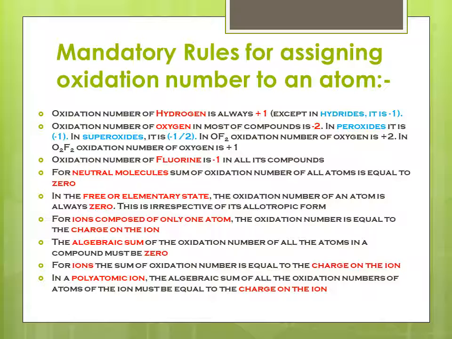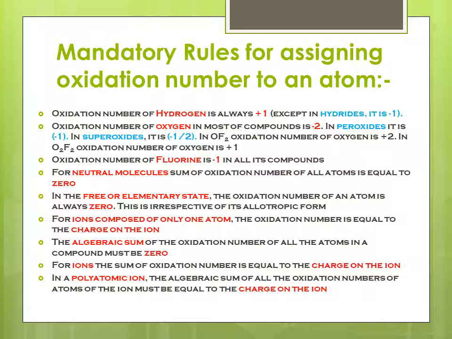The oxidation number of hydrogen is always +1, but in the case of hydrides it is -1. In the case of oxygen, the oxidation number is always -2, but in the case of peroxide it is -1, and in the case of superoxide it is -1/2. As you go through the points, in oxygen difluoride it is +2, and in dioxygen difluoride it is +1. The oxidation number of fluorine is always -1 in all its compounds.